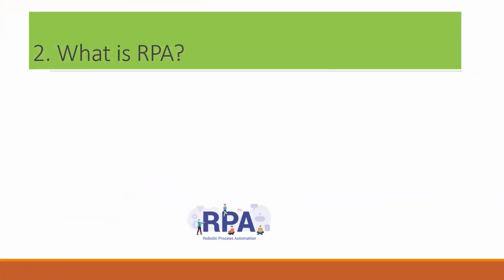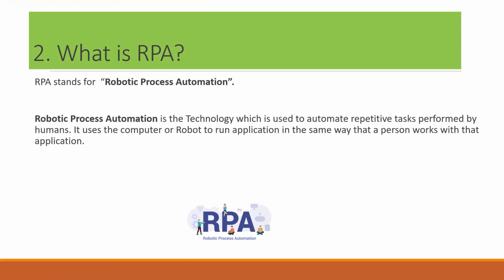Now, I would like to explain what is RPA. As you already know, RPA stands for Robotic Process Automation. Robotic Process Automation is the technology which is used to automate repetitive tasks performed by humans. It uses the computer or robot to run application in the same way that a person works with that application. It reduces the involvement of humans, which is said to be robotic process automation.